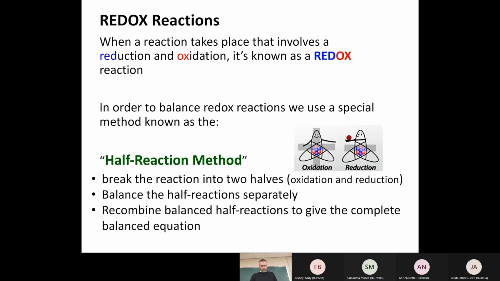There we go. So we're going to be looking at how to balance these redox reactions. And I already kind of suggested that what we want to do is take the redox reaction, first of all, and split it into half reactions. We are going to be exclusively looking at redox reactions that are taking place in water.